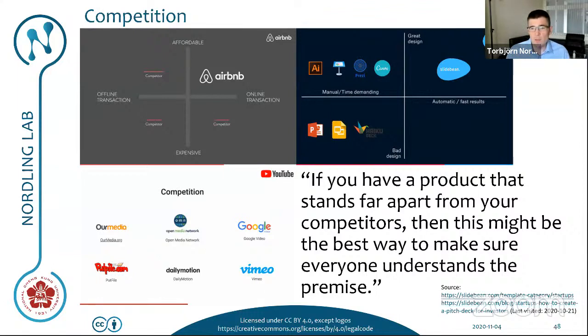Then if we look at Slidebean, they have chosen as their metrics the quality of the design and how time consuming it is to create the slides. And this is where they stand out. They end up in the upper right quadrant with great design, and it's generated automatically and fast. Then the alternatives, Adobe Illustrator, for example, has great design, but it's very manual and time demanding. And they consider PowerPoint to be a bad design and very manual and time demanding. Then I think we should move on.